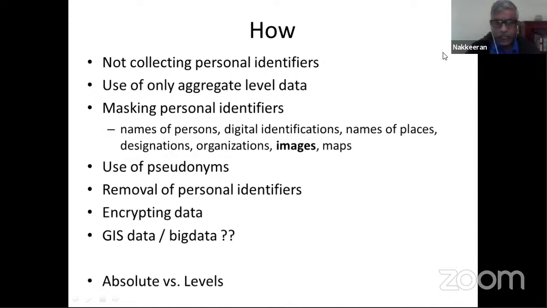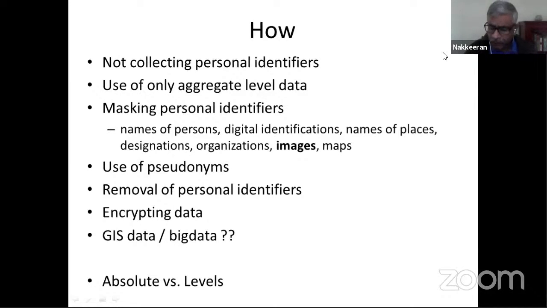So these are all possibilities. I'm not saying what is right or wrong. Often we use pseudonyms for people, for places, cities. We have village studies done in India. Professor M.N. Srinivas, McKim Marriott, they used pseudonyms for their villages. Or there is removal of personal identifiers. We collect them and remove them.